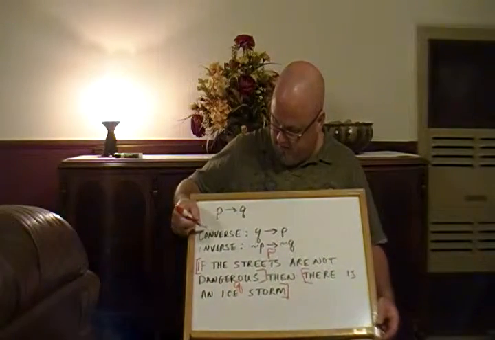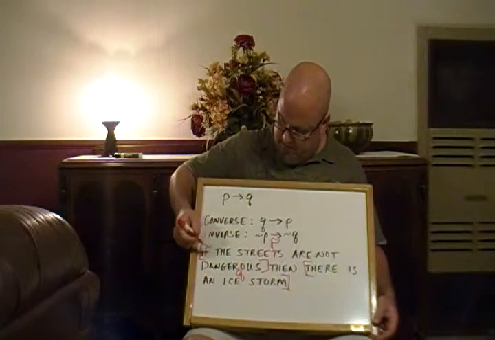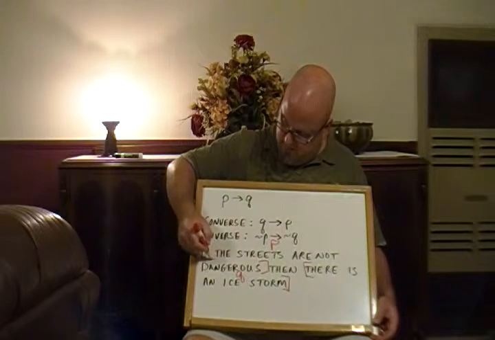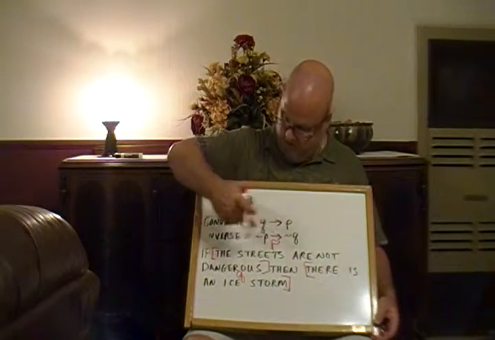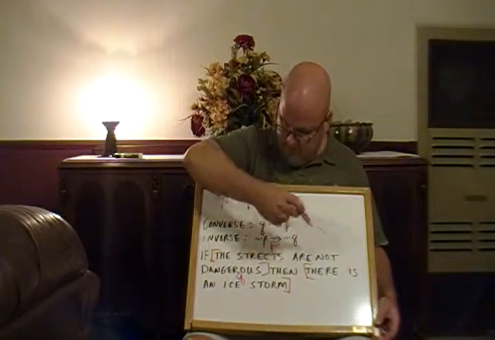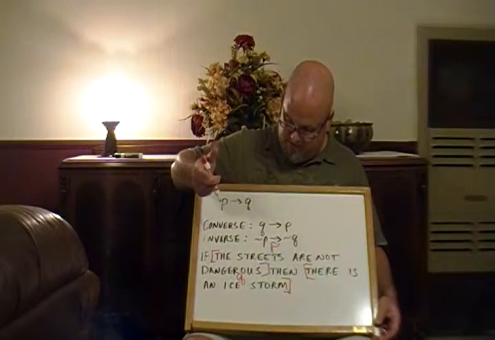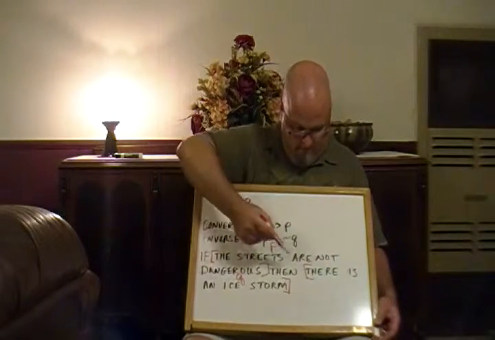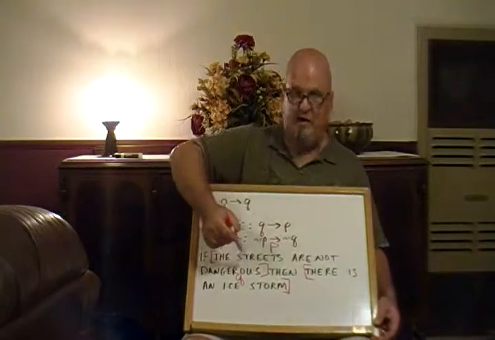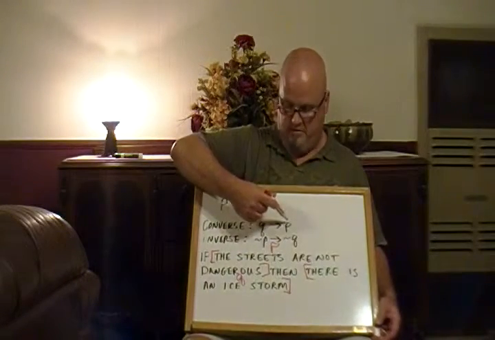And we want to know, if this is P implies Q, what is the converse of the statement? So P is the streets are not dangerous, I should have probably put the mark over here, not on the if. And the Q is there is an ice storm. So the converse would be just the flipped around version of that. In other words, if there is an ice storm, then the streets are not dangerous. So that's the converse of that. We flip it around, Q comes first, then P.